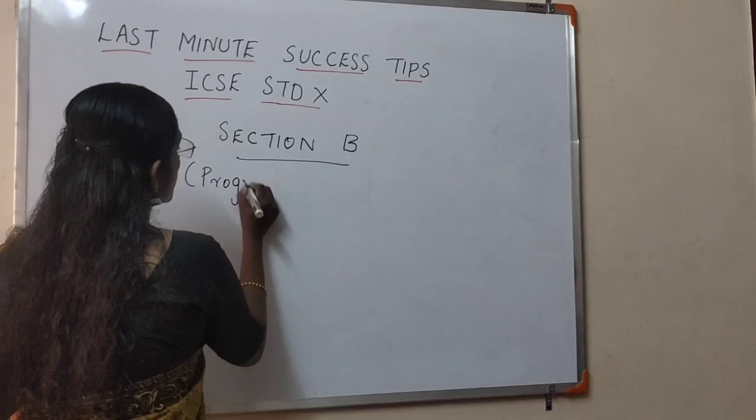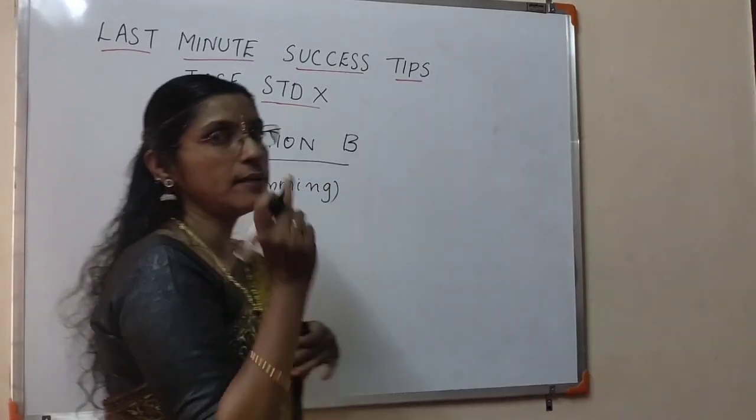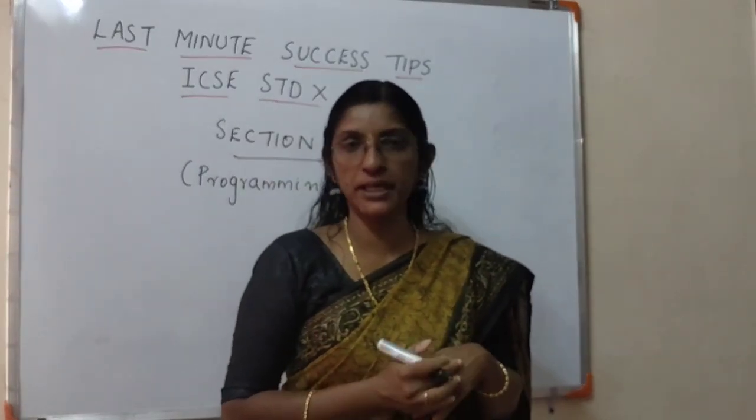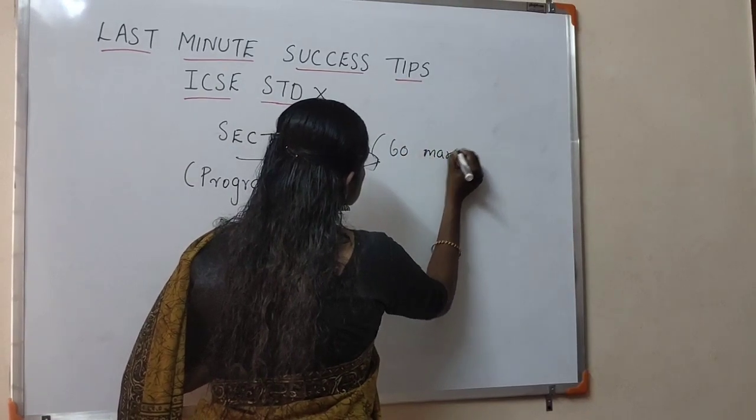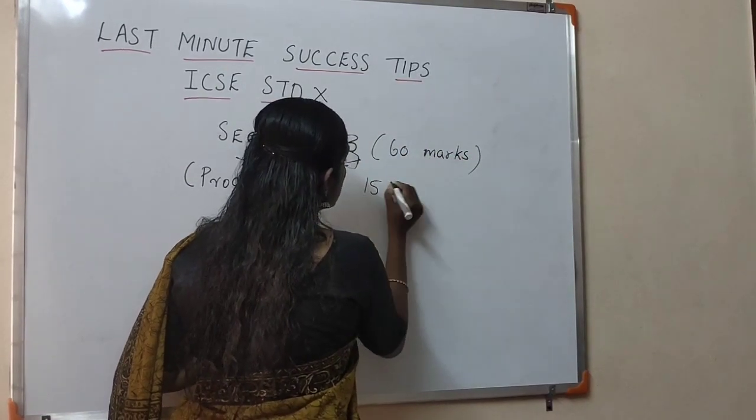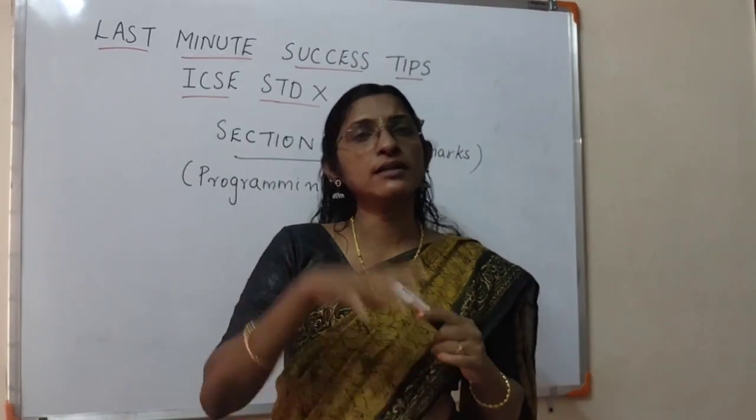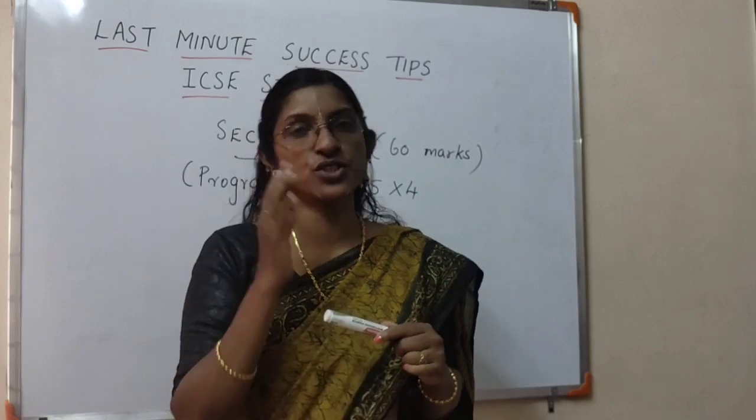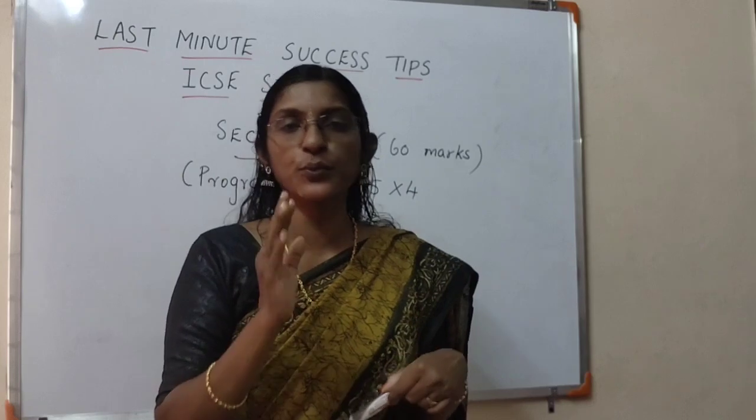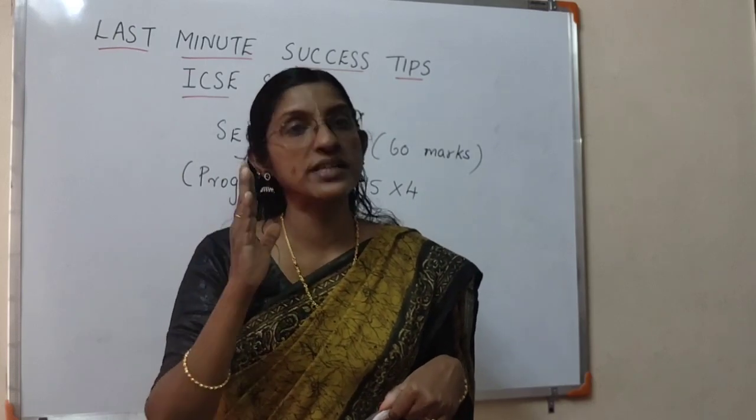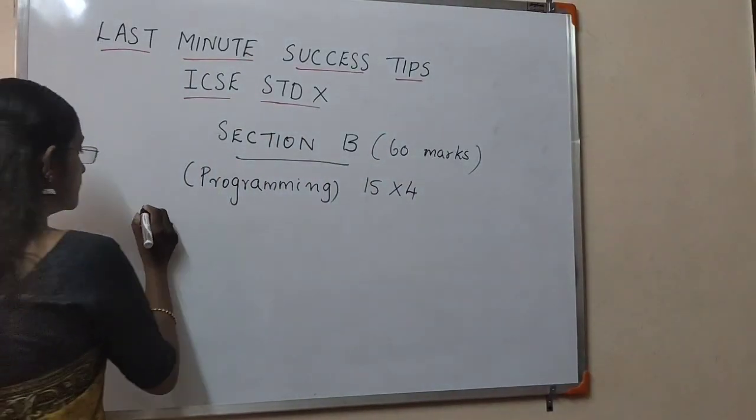Section B is fully programming. The fully programming based part is section B. In section B, we have 60 marks. Each question carries 15 marks. Now, what are the different types of programs which come? We have 6 programs in this section and we have a choice, so we can select any 4 questions from this part. So let us discuss it.